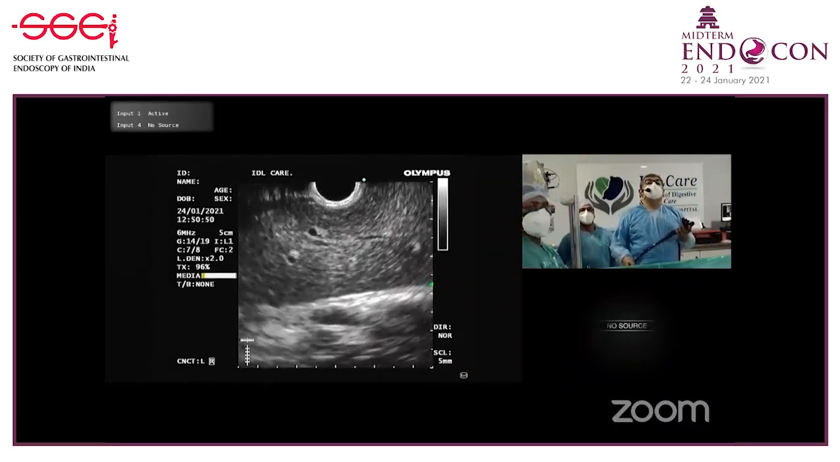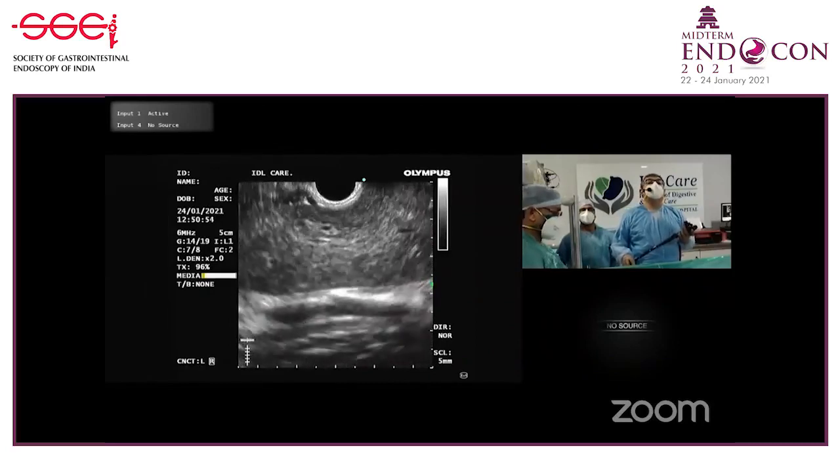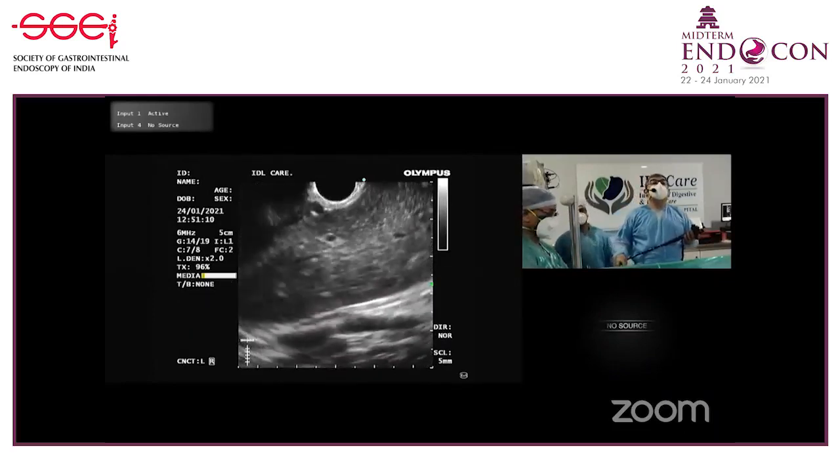You see this vein in the center. This is the left hepatic vein, and it divides the left lobe into segment 2 and segment 3. This is important for interventional EUS. See this? This is the left hepatic vein which is going.